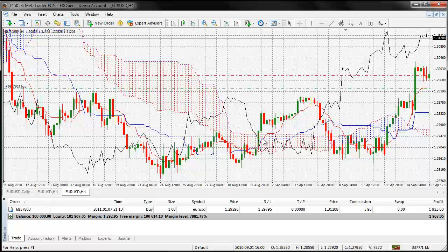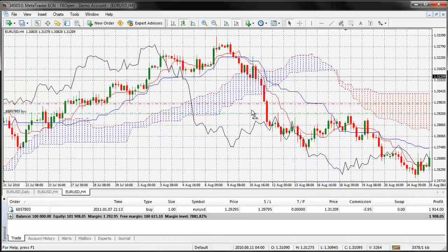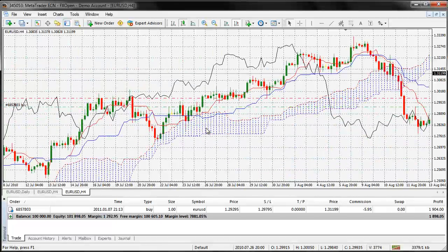Here is one where the Tenkan-sen and the Kijun-sen have actually crossed over inside the cloud, so that's no good. We don't want that one. Let's keep on scrolling until we do find a buy trade.